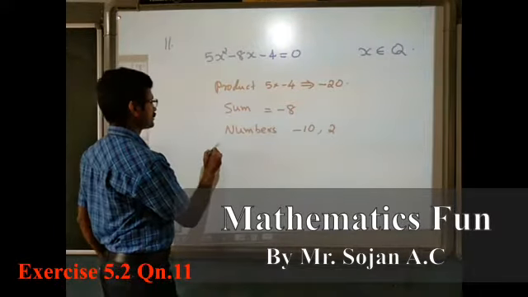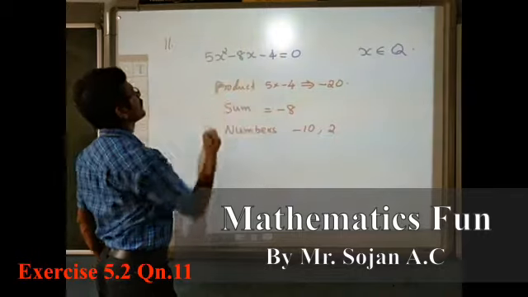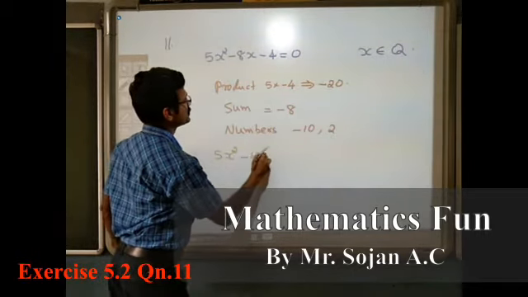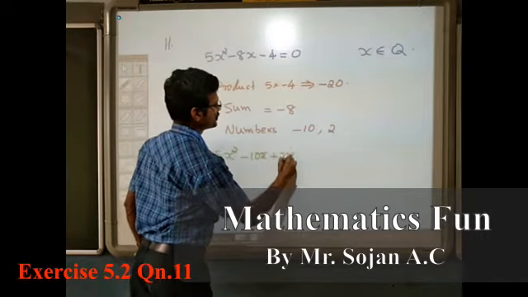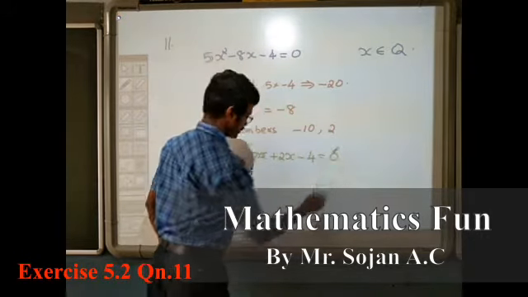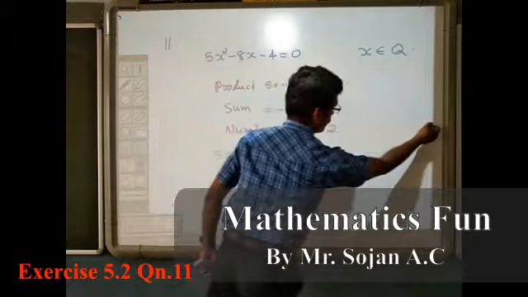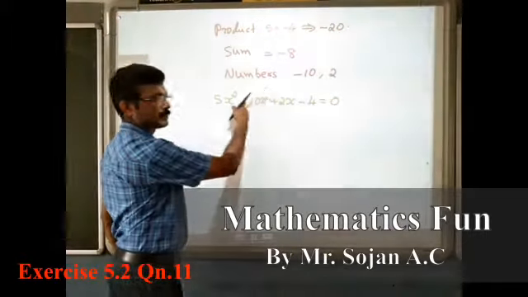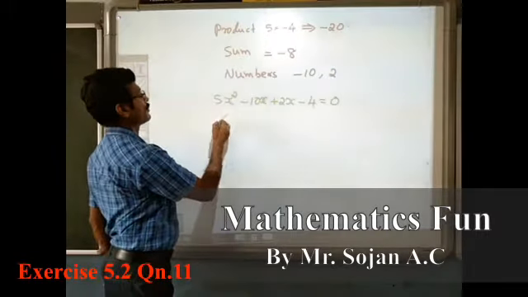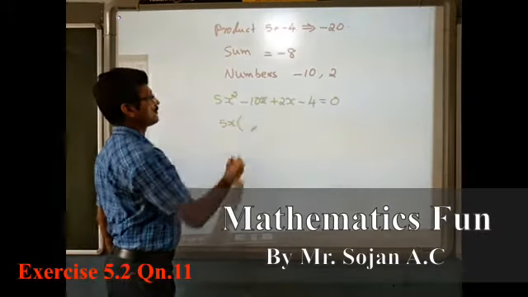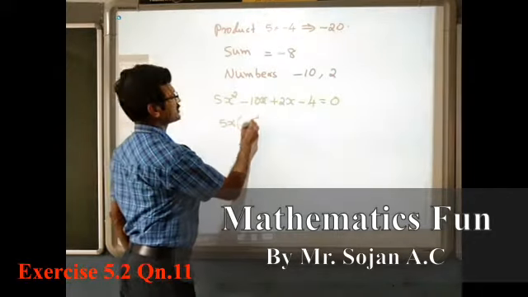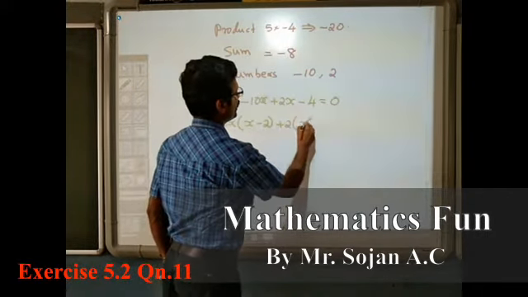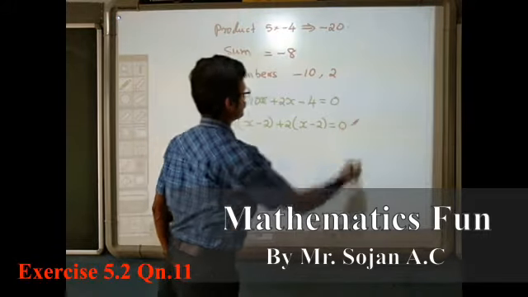So it becomes 5x square minus 10x plus 2x minus 4 is equal to 0. So here I have done the breaking of the middle term. Now I am taking common from the first two terms. I can take 5x common, so here x minus 2. Here I am taking 2 common: 2 into x minus 2 is equal to 0.